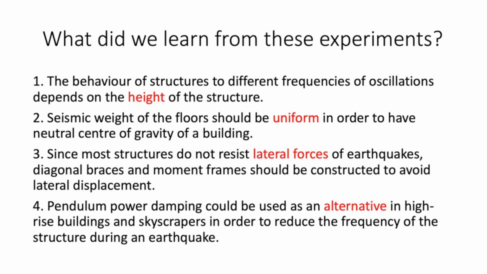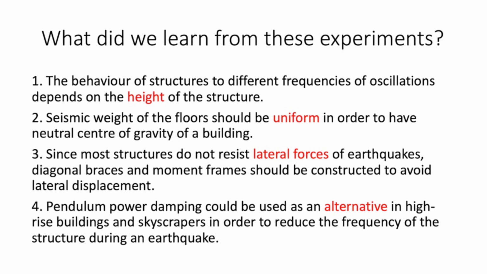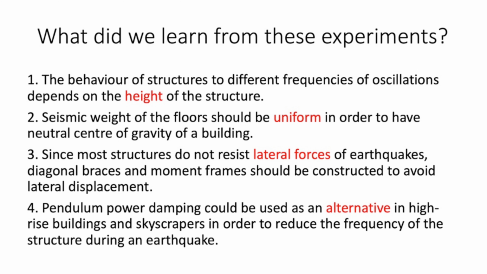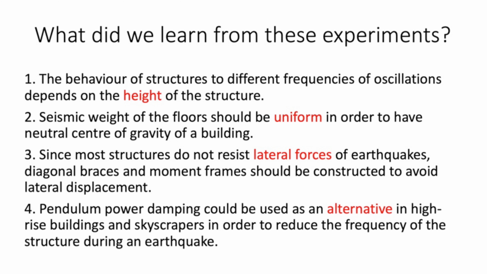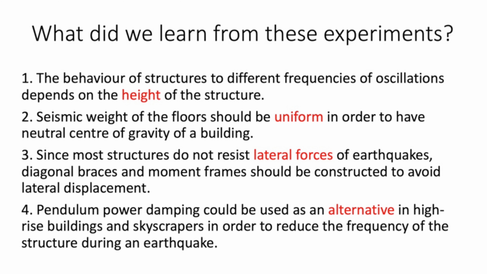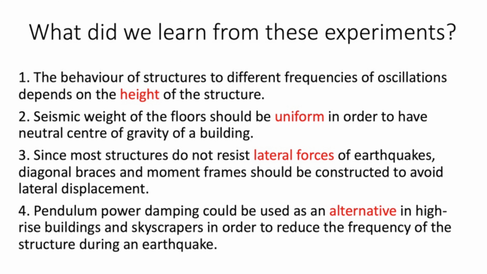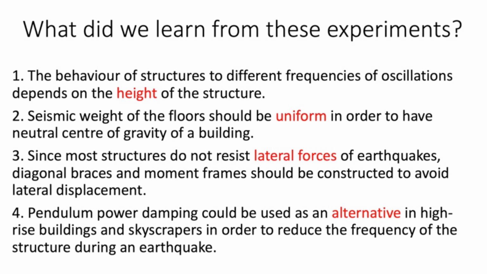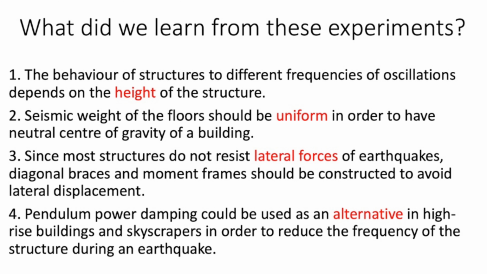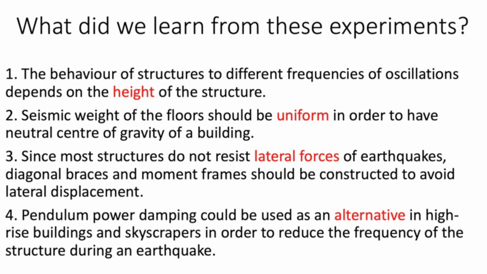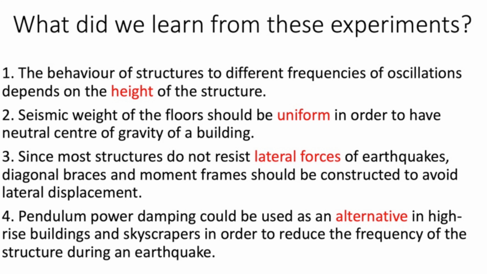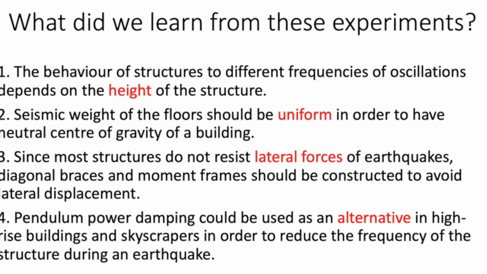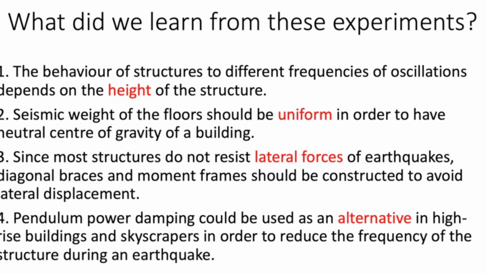Now let us look at some of the outcomes that we have learned from these experiments. Firstly, the behavior of structures to different frequencies of oscillations depends on the height of the structure. The seismic weight of the floors should be uniform in order to have a neutral center of gravity of a building and ultimately avoid mass irregularity. Since most structures do not resist lateral forces of earthquakes, it is recommended to add diagonal braces and moment frames to avoid lateral displacement. And lastly, pendulum power damping could be used as an alternative in high-rise buildings and skyscrapers in order to reduce the frequency of the structure during an earthquake.